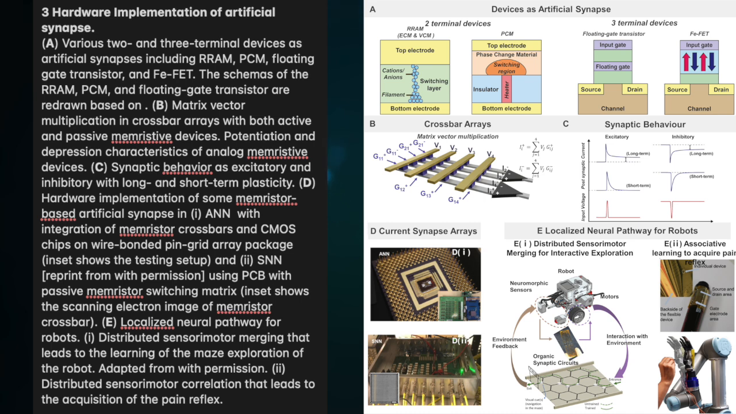D. Hardware implementation of some memristor-based artificial synapses. 1. With integration of memristor crossbars and CMOS chips on a wire-bonded pin grid array package. Inset shows the testing setup. 2. SNN, reprinted with permission, using PCB with passive memristor switching matrix. Inset shows the scanning electron image of memristor crossbar. E. Localized neural pathway for robots. 1. Distributed sensorimotor merging that leads to the learning of the maze exploration of the robot, adapted with permission. 2. Distributed sensorimotor correlation that leads to the acquisition of the pain reflex.